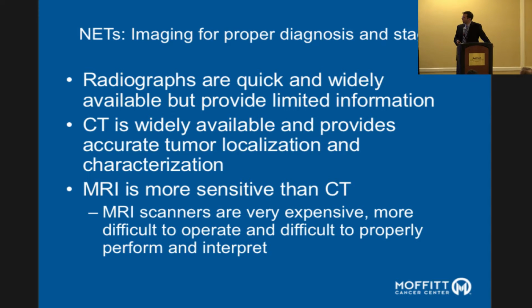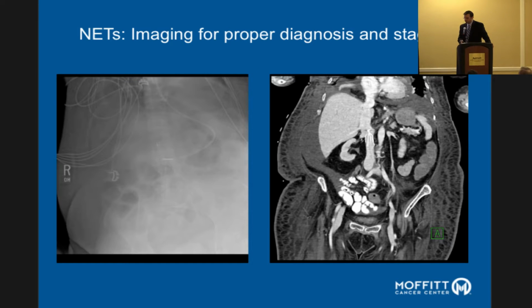The problem with MRI, depending on the exact application, and the reason why MRI is probably not even more widespread, is that scanners are extremely expensive, which limits their distribution, and they're also more difficult to operate. It's more difficult to properly perform the exam and interpret the exam. So the bulk of our medical imaging, the bulk of things you're going to encounter that are not nuclear medicine imaging, are radiographs or CT scans.